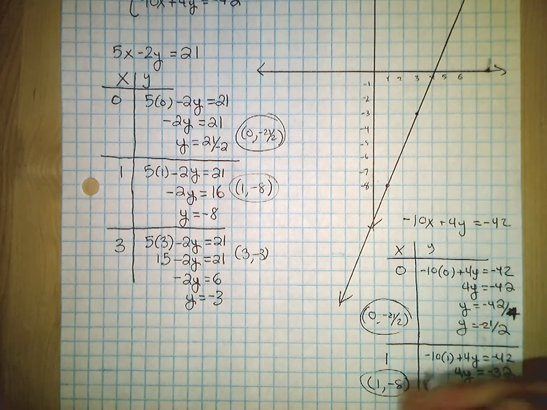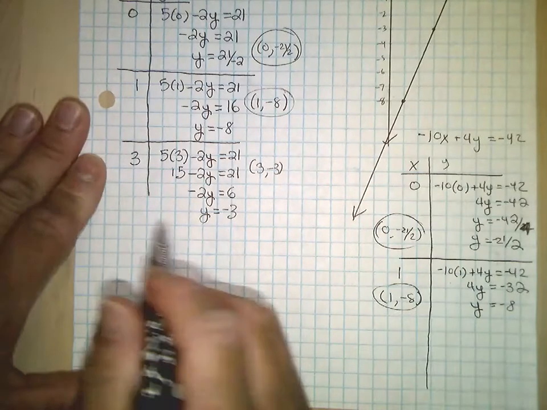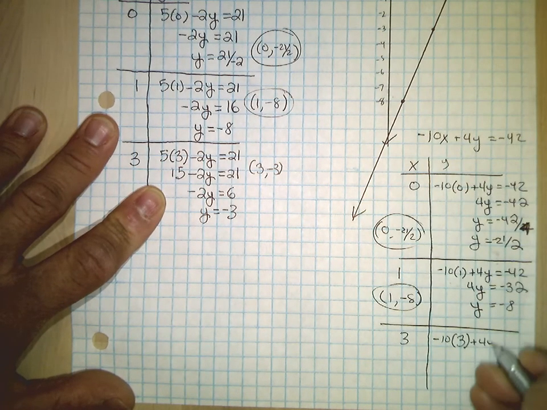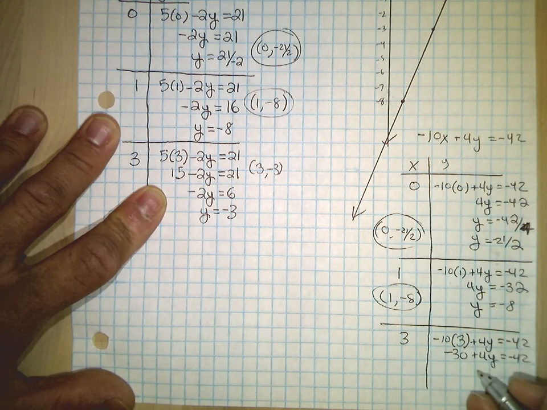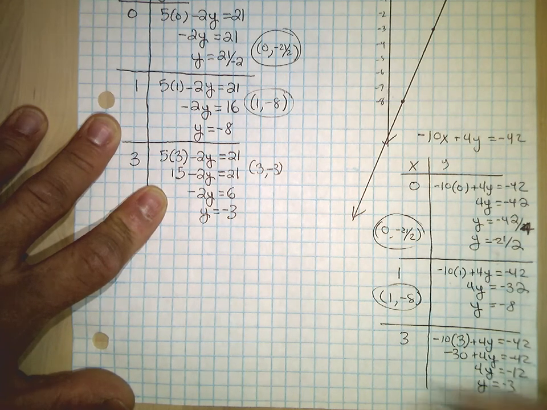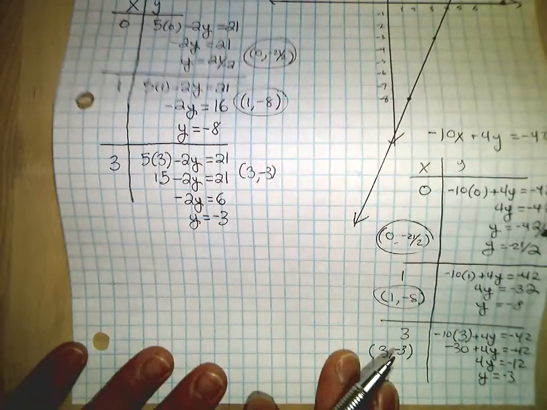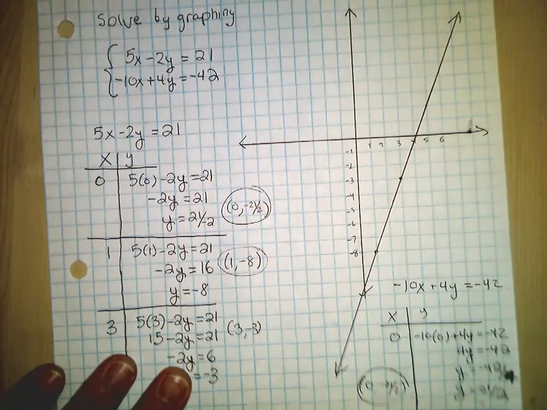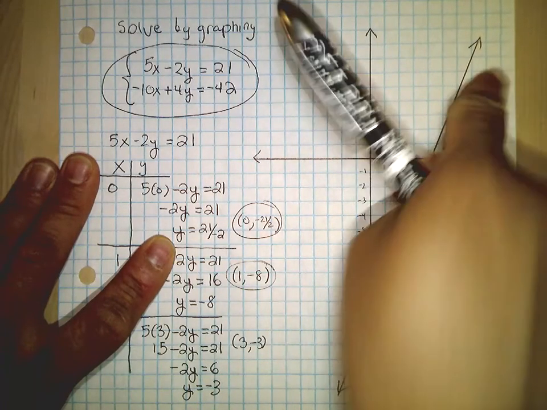If you kept on going, let's say you pick the 3 over here, you would have negative 10 times 3 plus 4y is negative 42. Negative 30 plus 4y is negative 42. Add the 30, so 4y is negative 12, and divide by 4, and y is negative 3. So 3, negative 3. These are both the same line, which means that there are infinitely many solutions to the system because they intersect at every single point.